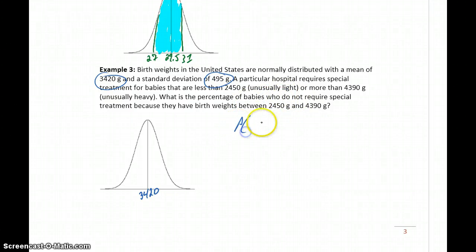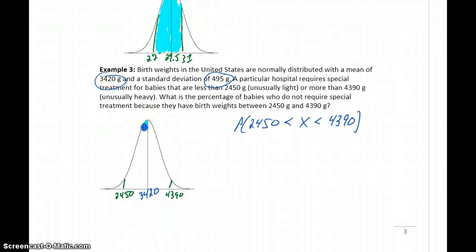So essentially we want to find the probability that a randomly selected baby will be between 2,450 grams and 4,390 grams. So they're born in what's considered to be a healthy weight span. So this would be finding the probability from 2450 to 4390. And again, we're going to want to calculate the area under the curve between those two values. So now we'll turn things over to StatCrunch to see how we actually do that.